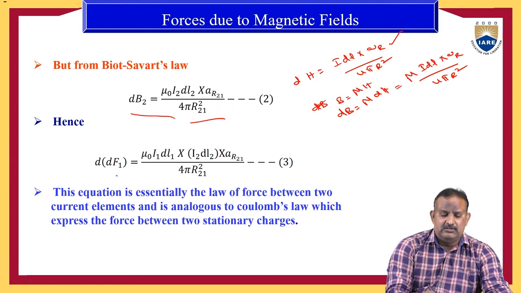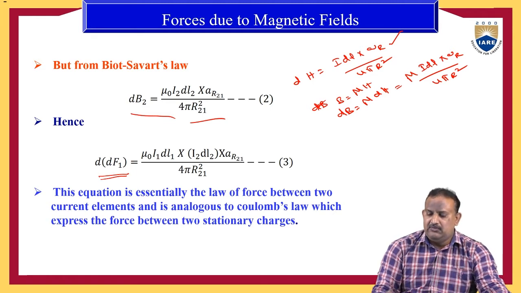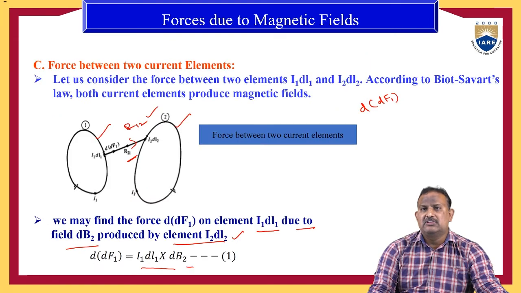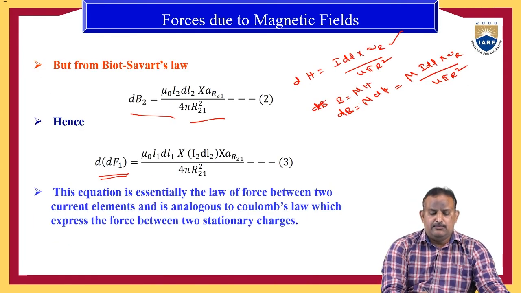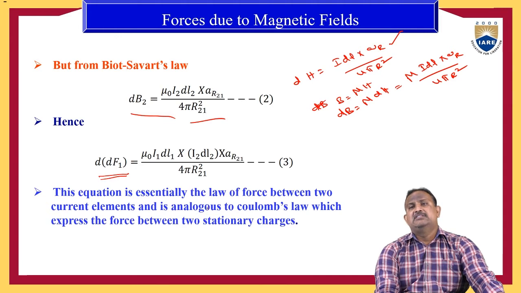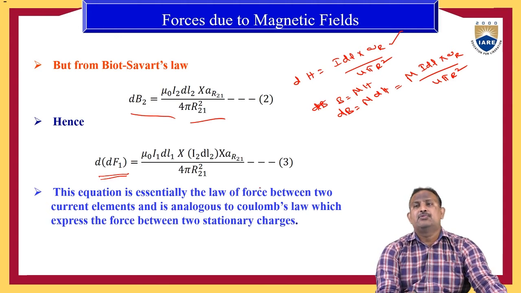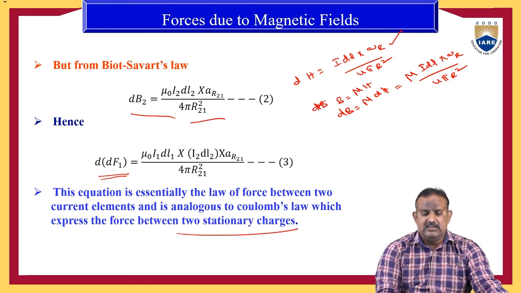So to find dF1, we need to substitute dB2 in equation 1, that is, substitute equation 2 in equation 1. In equation 1 we have I1 dL1 cross dB2. Substituting, we get mu naught I1 dL1 cross I2 dL2 cross aR21 by 4 pi R21 square. This equation is essentially the law of force between two current elements, and it is analogous to Coulomb's law, which expresses the force between two stationary charges.